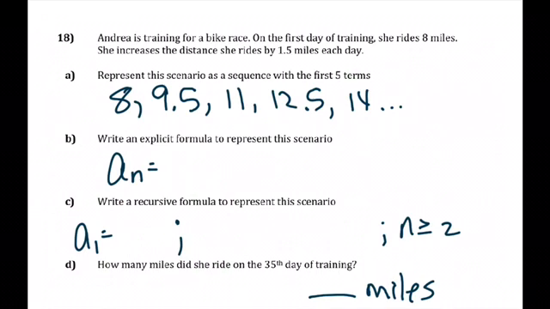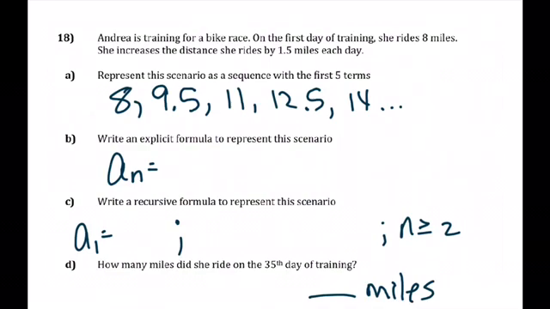Now remember what we've said in the past about math only representing reality for a certain window of time. Obviously, Andrea can't keep doing this indefinitely, okay? So even if it was arithmetic or geometric, it wouldn't matter. At some point, you have to stop. So anyway, that's just so we know. We're just looking at a certain window of time. So we're talking about if she's riding a bike on the 35th day, how many miles would she go?